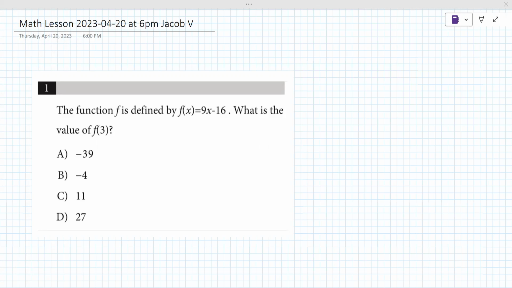All right, the function f is defined by f of x equals 9x minus 16. What is the value of f of 3?